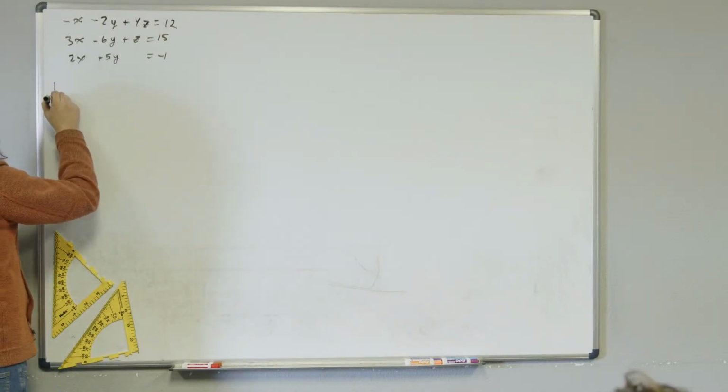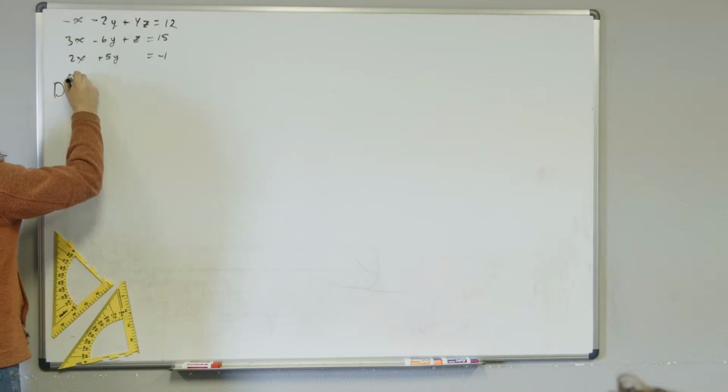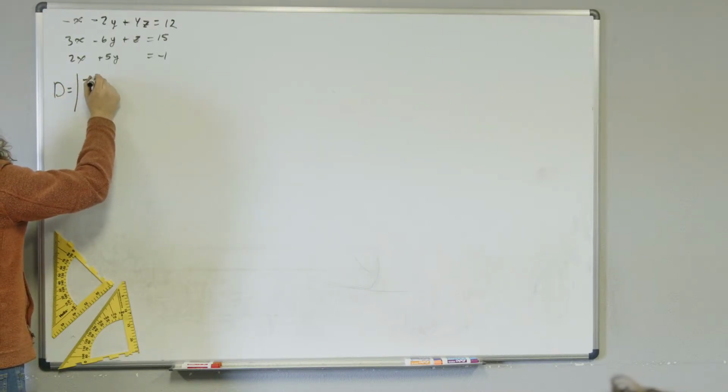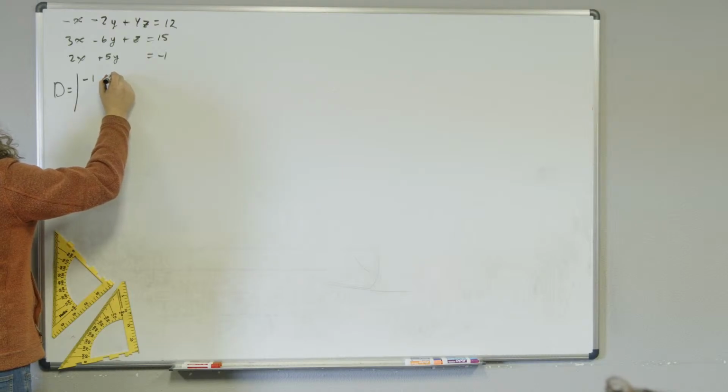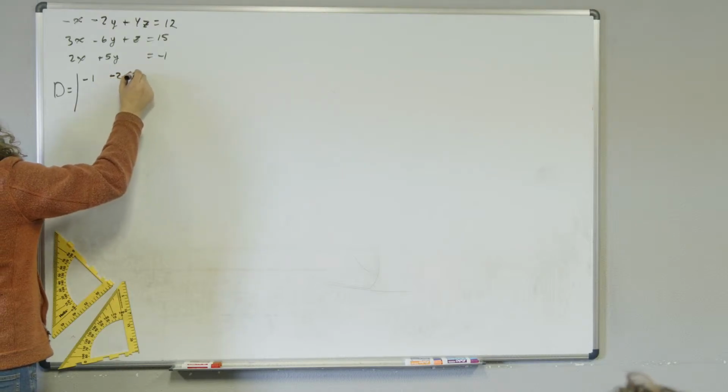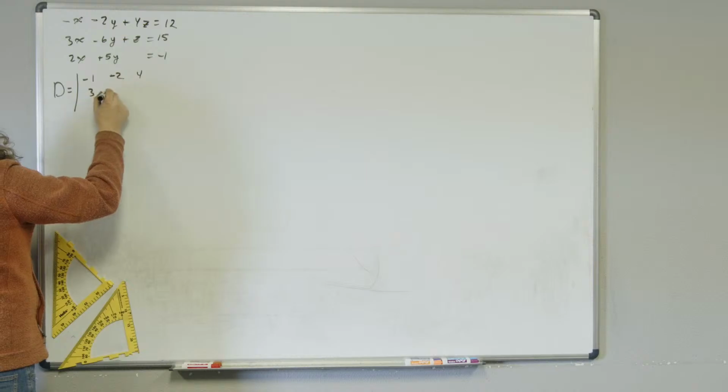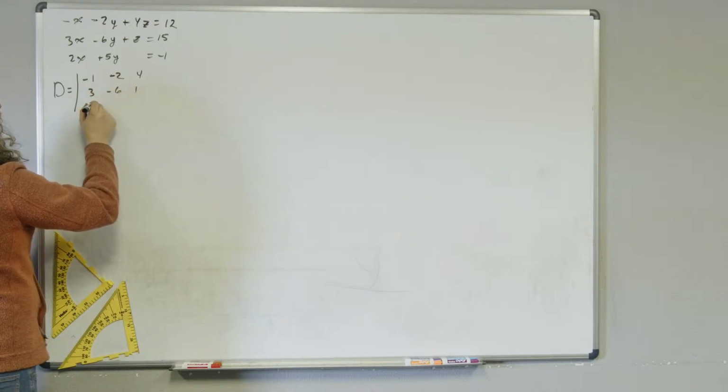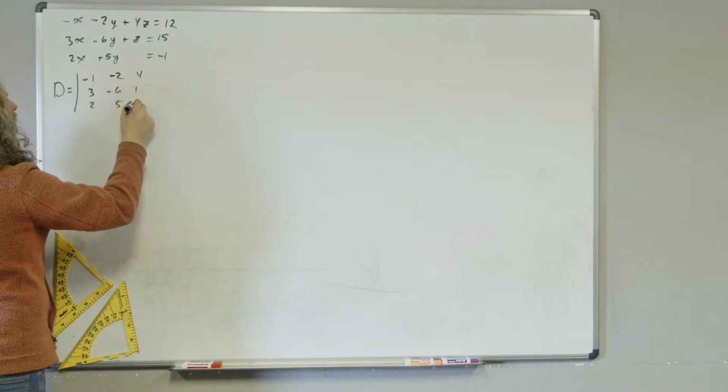Start with the big one. Well, the big one. I don't know why I said the big one. They're all big. 3, negative 6, 1, 2, 5, 0.